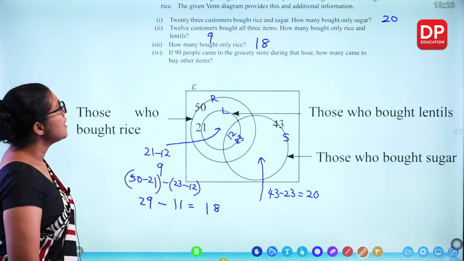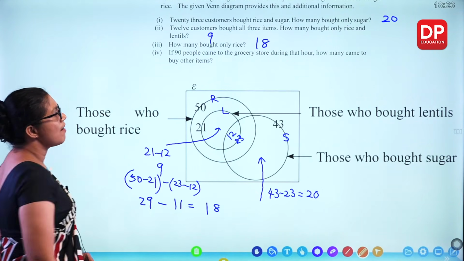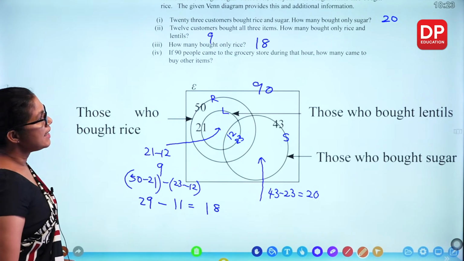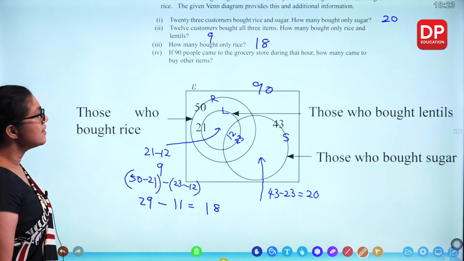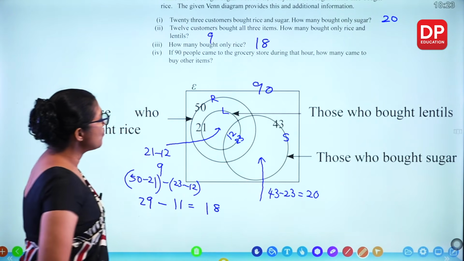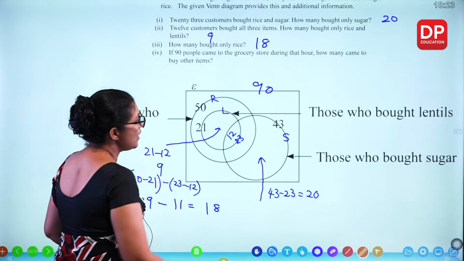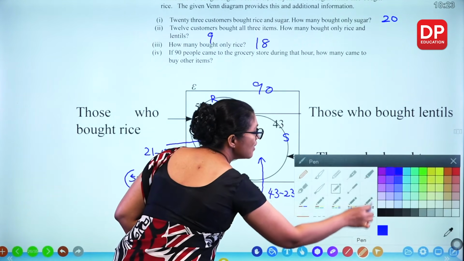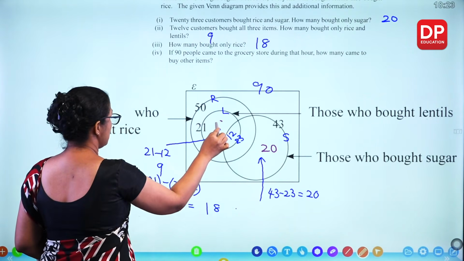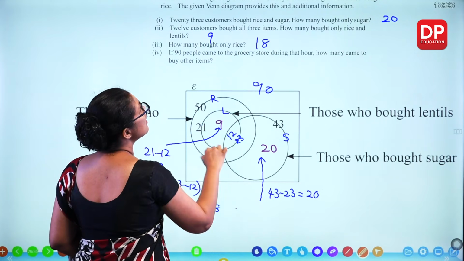Then last part, if 90 people came to the grocery store during that hour. So that means the whole thing is 90. How many came to buy other items? So other items means outside. Now we'll try to fill the other parts. We know this is 20. I'll use another color pen. This is 20 and we found this is 9 and this part is 18.